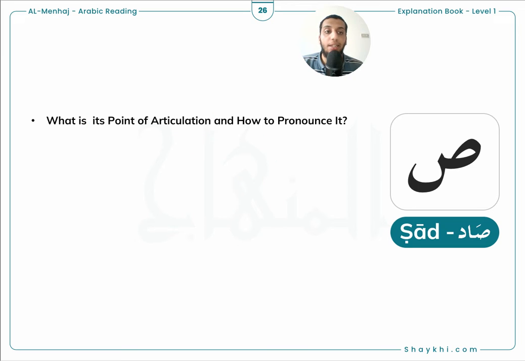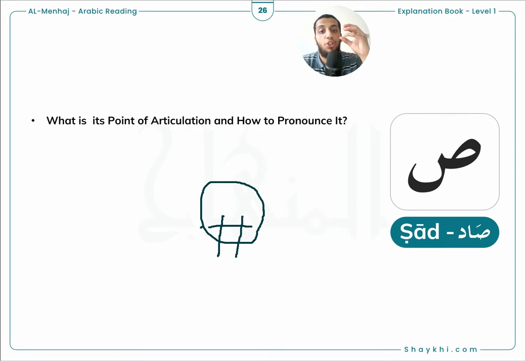And we divided the tongue in the last episodes. Here is the mouth, and here is the tongue. We always divide the tongue into 3 parts. The first part is called the top of the tongue, the last part is called the back of the tongue, and what's in between is called the middle of the tongue. So this is the top part, this is the back part, and this is the middle part. From which part do we pronounce letter Sad?